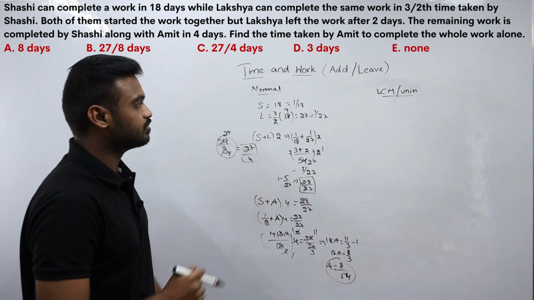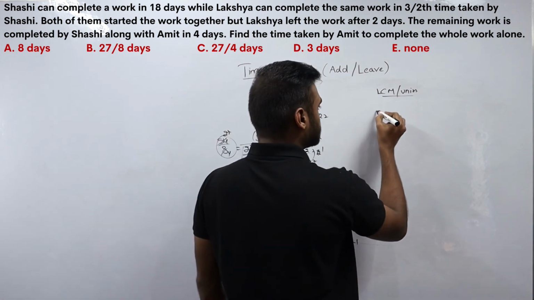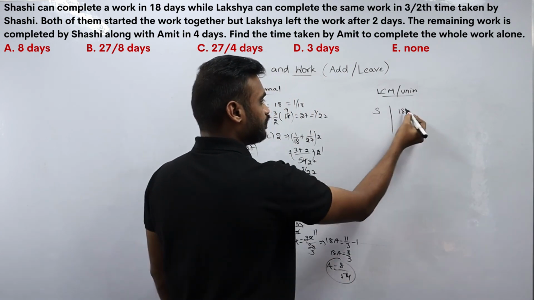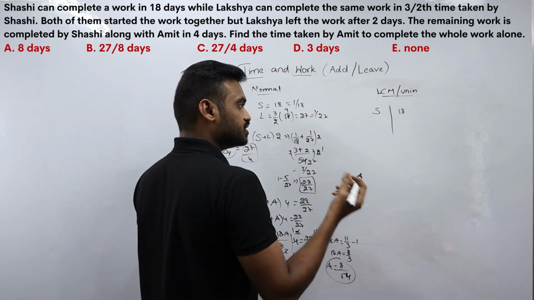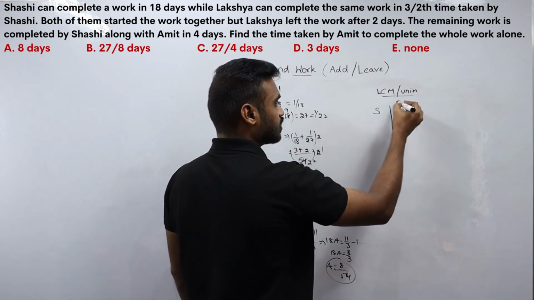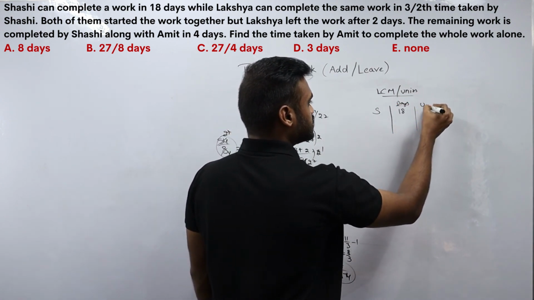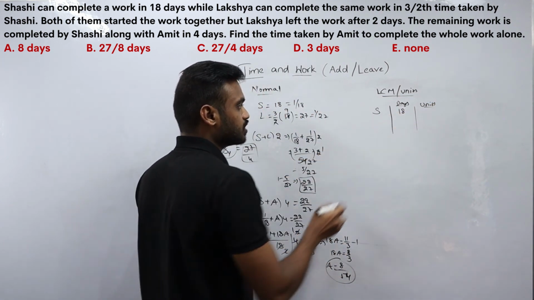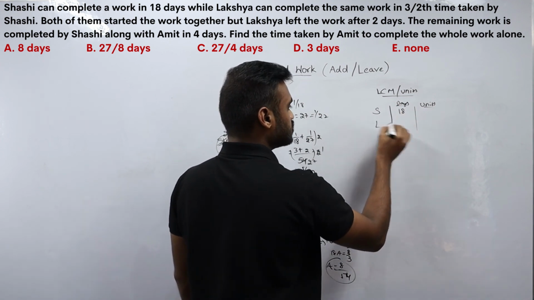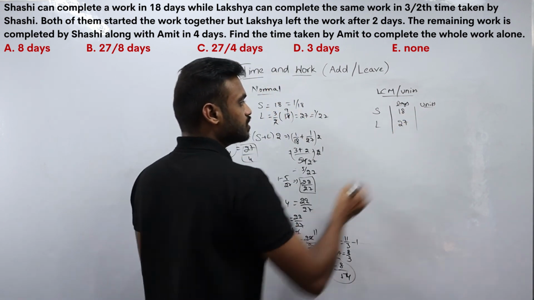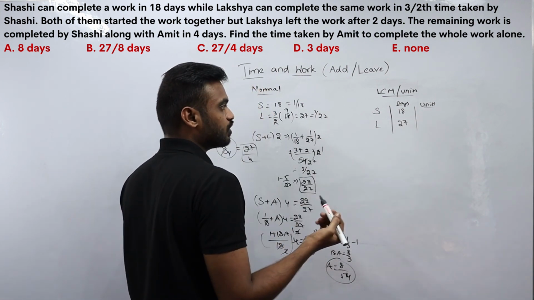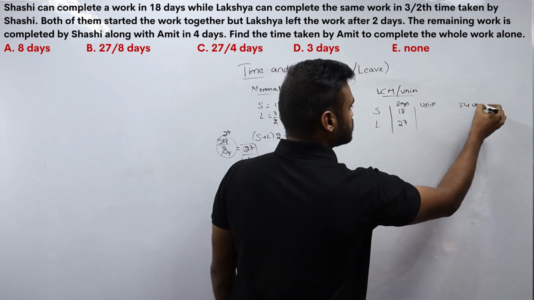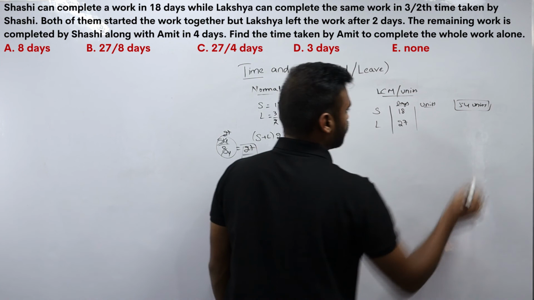Now let's see how this LCM method works to solve the problem. See, they are saying that Shashi can complete the work in 18 days. And Lakshya takes 3/2 of Shashi's time to complete the work. So 3/2 of 18 will be 27. The LCM of 18 and 27 will be 54, and 54 will be divisible by both 18 and 27. So 54 units of work is the total amount of work to be done.